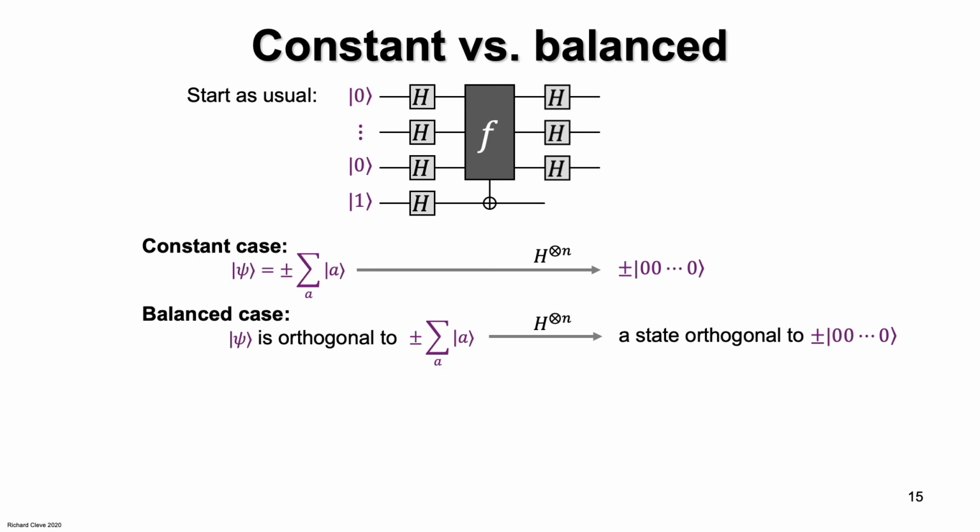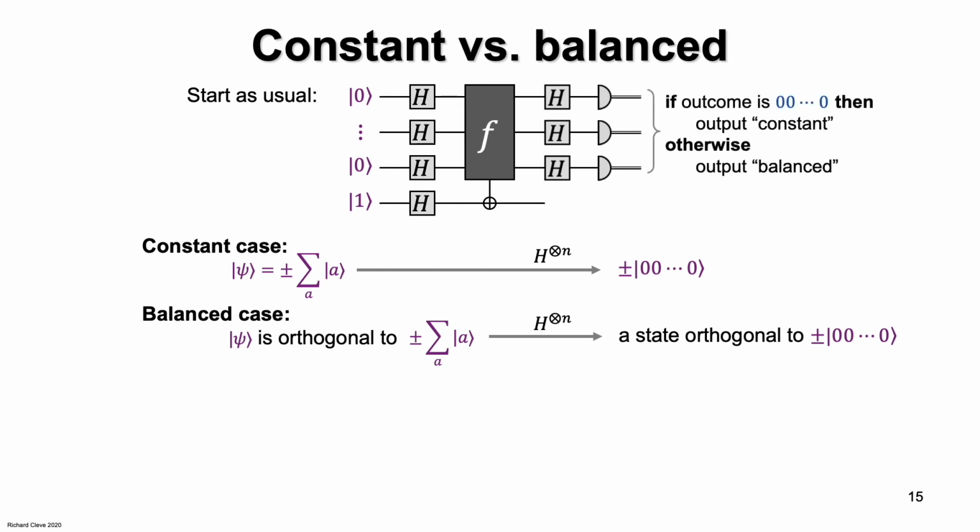We're ready to measure now. If the outcome is all zeros, then we report constant, and if the outcome is any string that's not all zeros, then we report balanced. Note that in the balanced case, it's impossible to get all zeros, because measuring a state orthogonal to the ket all zeros state cannot result in the all zeros outcome. That's how the one-query algorithm for constant versus balanced works. It achieves something with one single query that requires exponentially many queries by a classical algorithm.